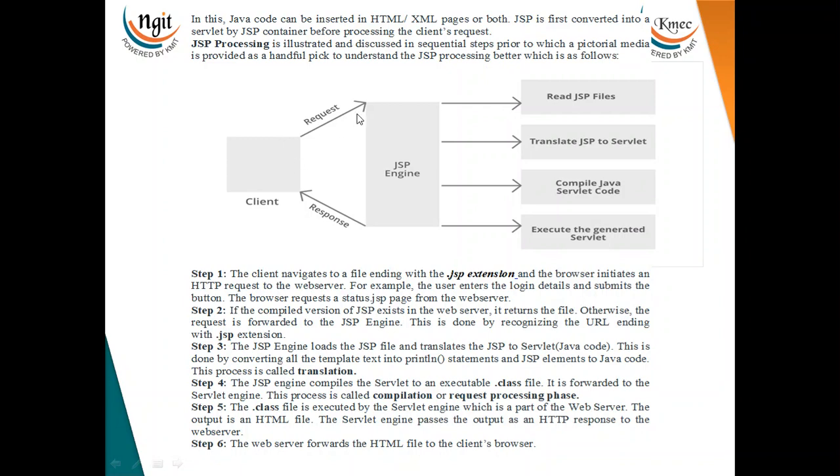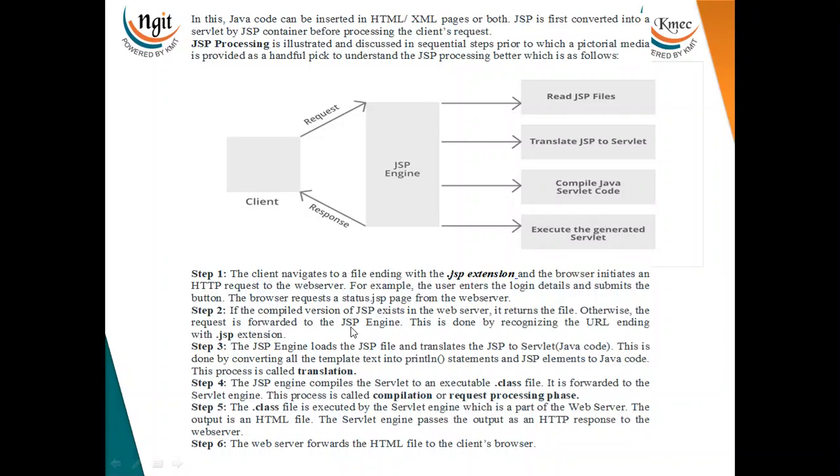The client request will be sent to the JSP engine. In the first step, the client navigates to the file ending with a .jsp extension. That means when we click on the JSP page that we require, we are putting a request to the browser. The browser initiates an HTTP request to the web server. For example, the user enters the login details and submits the button. The browser requests a status.jsp page from the web server.